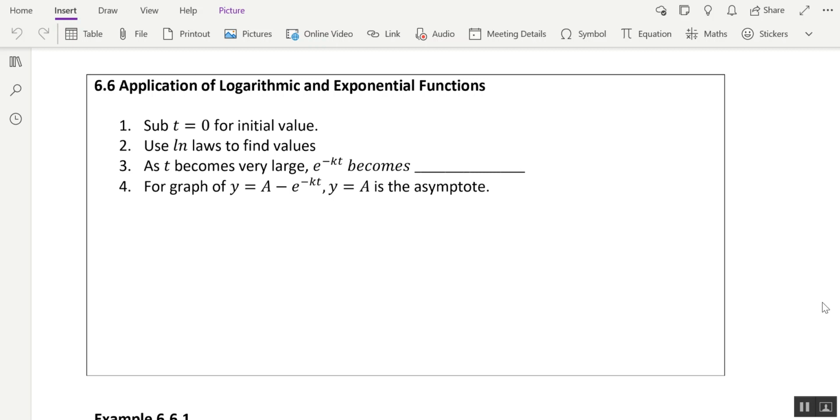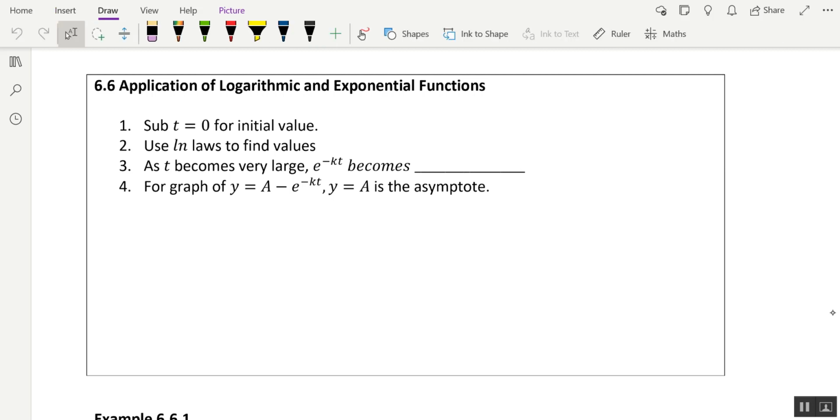When you need to solve exponential and logarithm questions, these are a few guidelines that you have to follow. Number one, this is something that students always miss out. They don't know when to sub t equals to 0. It's for the initial value. That means when your time hasn't started, you sub in t equals to 0 for the initial value, to find some unknowns in the question. So you need to sub t equals to 0 first to find some unknowns in the question.